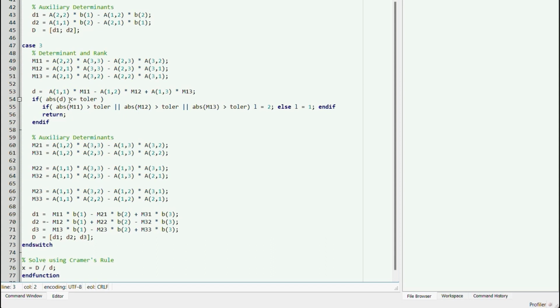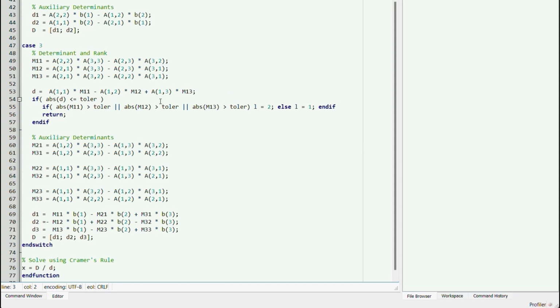If the determinant's absolute value is less than the tolerance, then we check whether at least one of these three minors is different from 0. If it's the case, then L equals 2. Otherwise, L equals 1. Once this test is passed, it means that the matrix is invertible. If not, of course, we return.